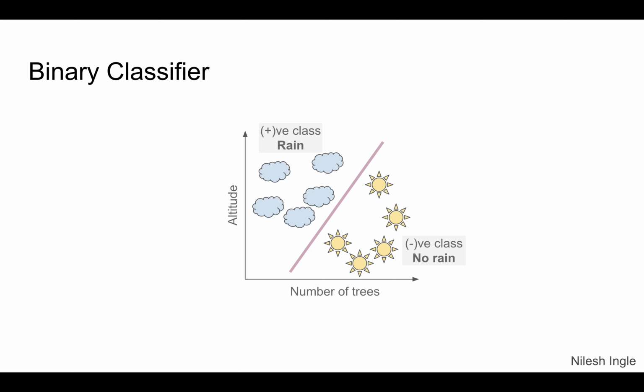So a binary classifier is a classifier in which we are trying to separate two classes. So let's say we have a data set with number of trees and altitude, and based on that we are trying to predict if that particular location gets rain or not. And that would be one type of classifier where this red line is able to separate these data points of clouds and sun. So this could be a positive class, and then this could be a negative class.